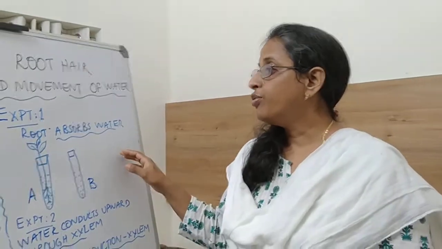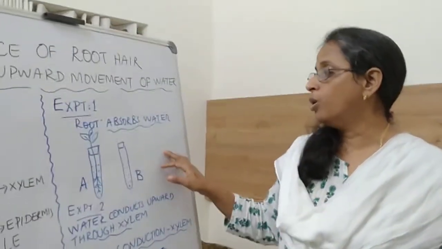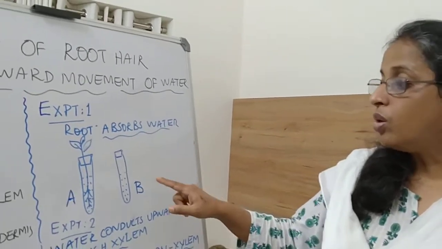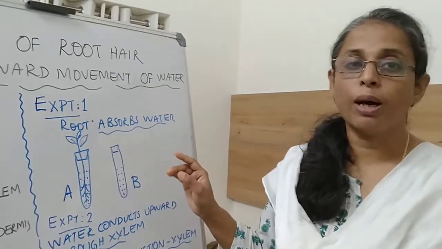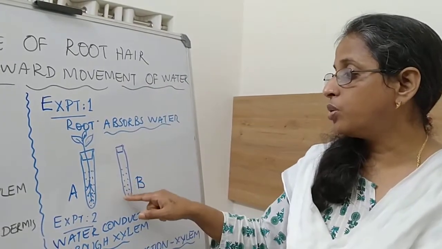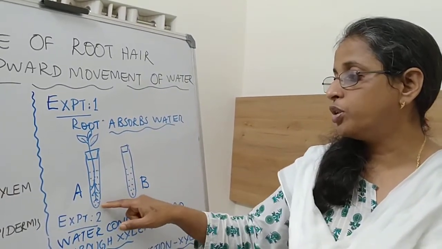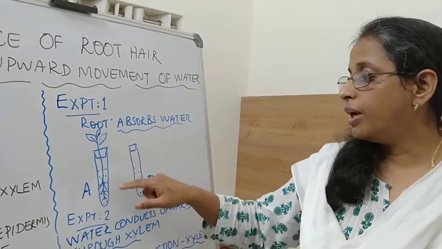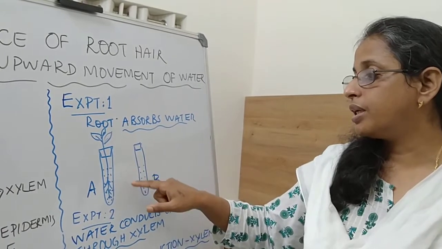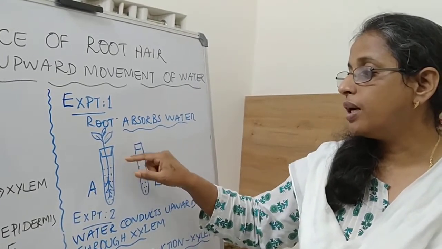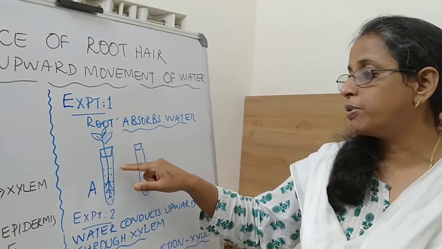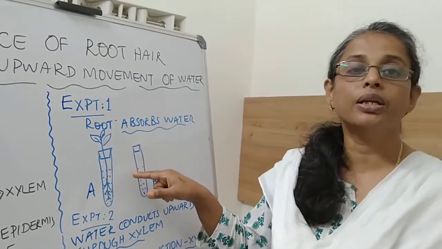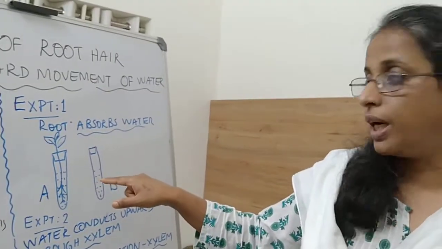Now we have a few experiments to show the absorption of water, and here you know from the lower class that the root absorbs water. Here there are two experiments set up. Two test tubes have been taken, test tube A as well as B. There is water in both, and a few drops of oil is also kept in both the test tubes, so that you can prevent the rate of transpiration to a certain extent.